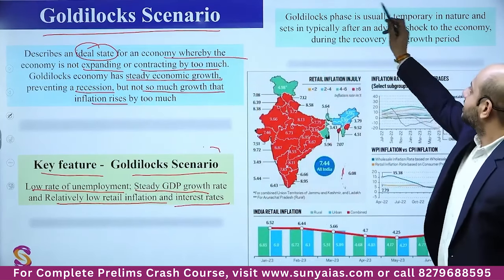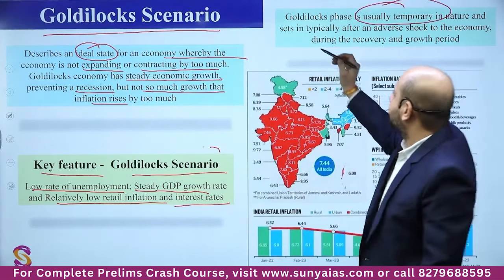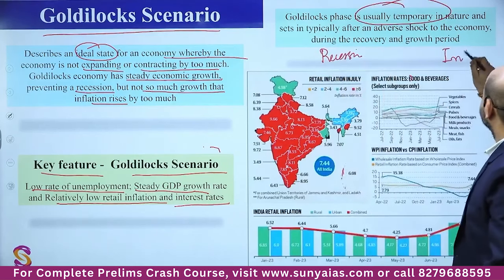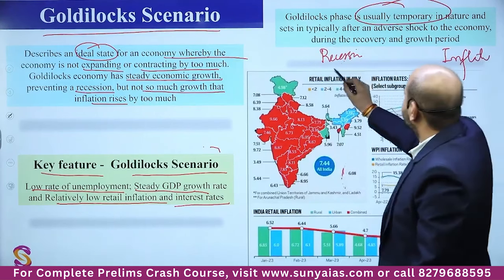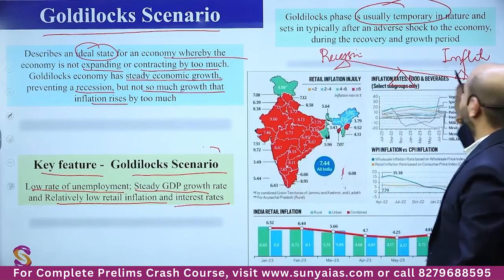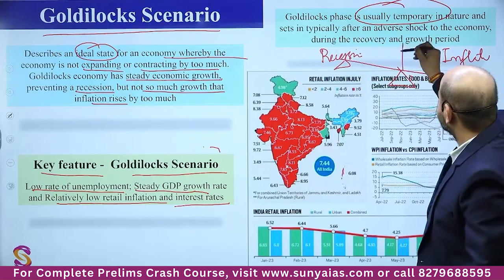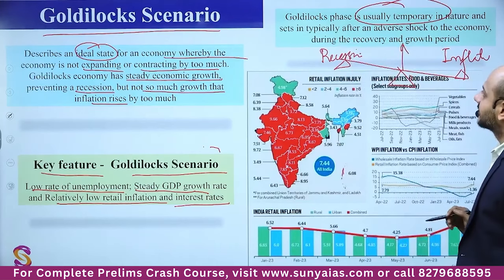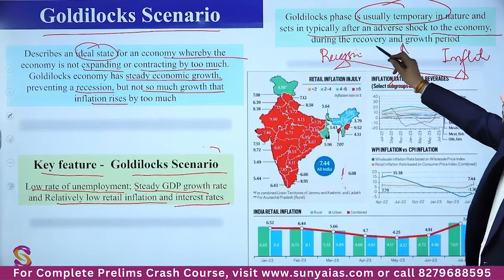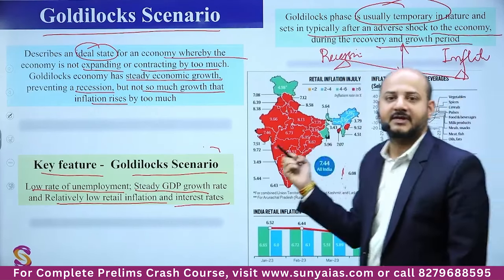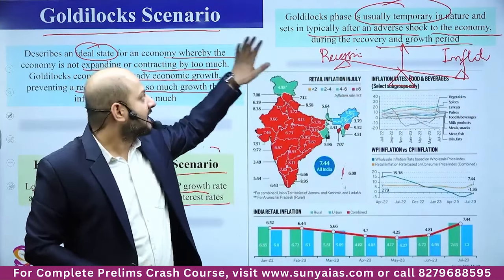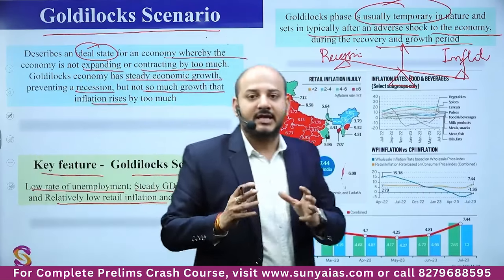And Goldilocks phase is usually temporary because basically we need to create a balance between recession and inflation. Anyone is mostly high or low. This ideal state is called as Goldilocks phase. Okay, it sets in typically after an adverse shock to the economy, during the recovery and growth phase. It's a temporary phase. Therefore, it cannot be permanently achieved. We need to balance between recession and inflation, keeping the ideal state of Goldilocks scenario in our mind.